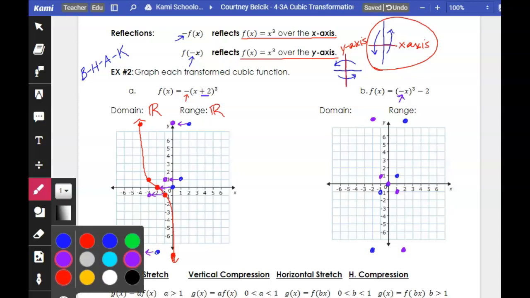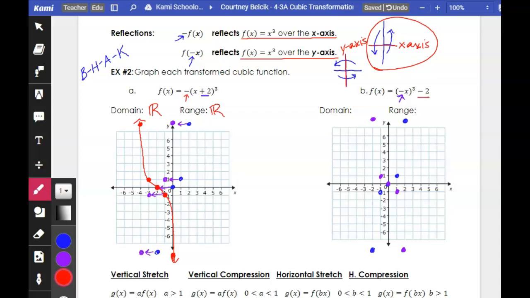And then the final transformation that needs to happen, the K transformation, is I need to subtract 2. So I need to go down 2 units. So I'm going to go down 2 units. 1, 2, 1, 2, 1, 2, 1, 2. And then here I kind of get to estimate 1, 2. So this is my new transformed function. I'm not restricting my domain or range, so I'm still going from infinity to infinity. In both cases, my domain is all real numbers.